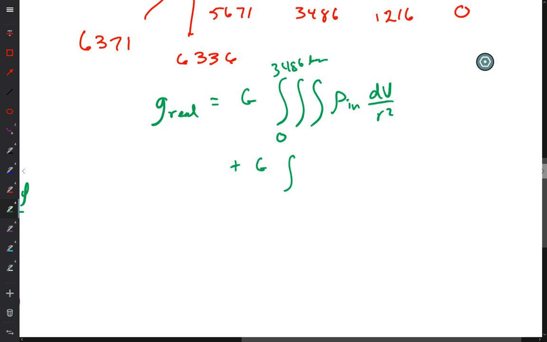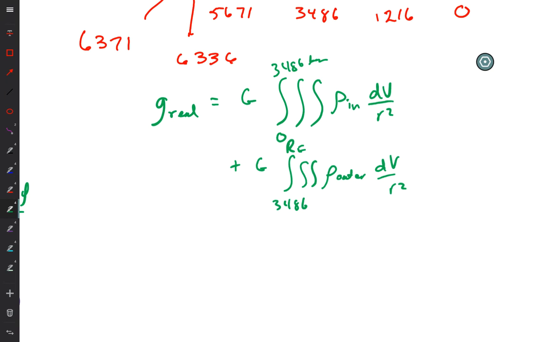plus G times the integral from 3,486 to the radius of the Earth, the other one, rho outer dV over R squared. So I have those two integrals. If I do both integrals, it's going to be a little more complicated now because I have my density as a function of R, not as a function of theta and phi. Those parts are still going to give me the 4 pi, but I'm going to have the integral of the density function that has R in my dr. So it's a little more complicated.